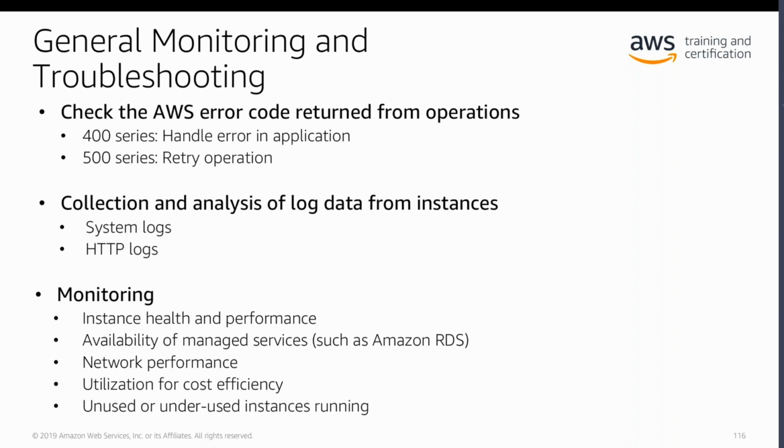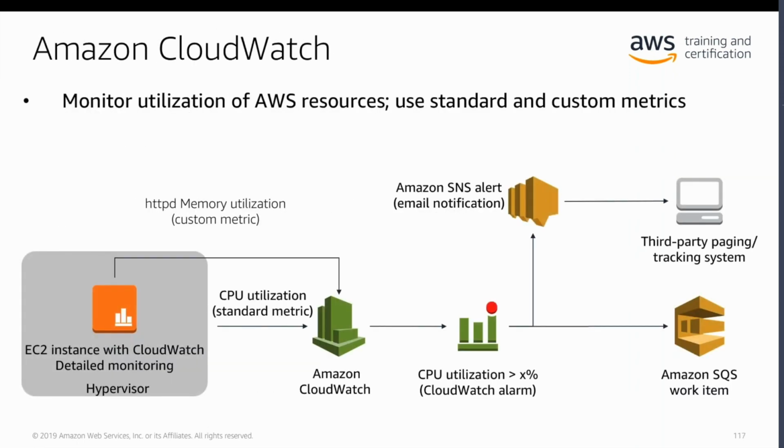Monitor the health and performance of your instances. The availability of things like, are both of your RDS instances running across multiple regions. Network performance, utilization, as well as underused resources. The monitoring can tell you whether or not you have too big of an EC2 instance deployed. Maybe you could get away with a smaller instance size.